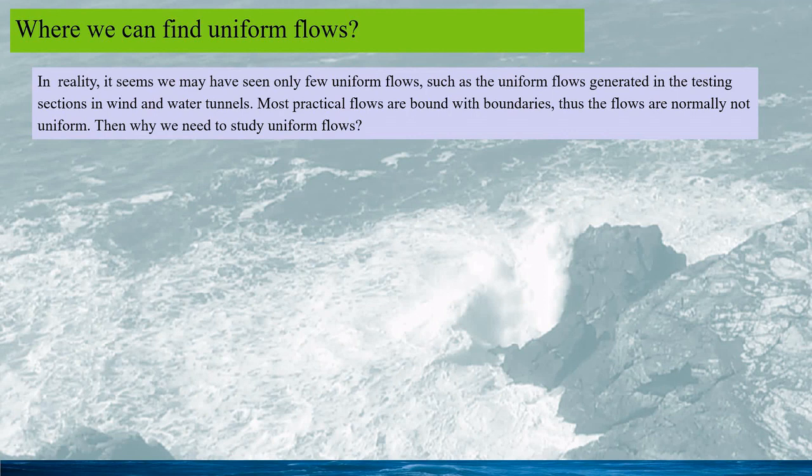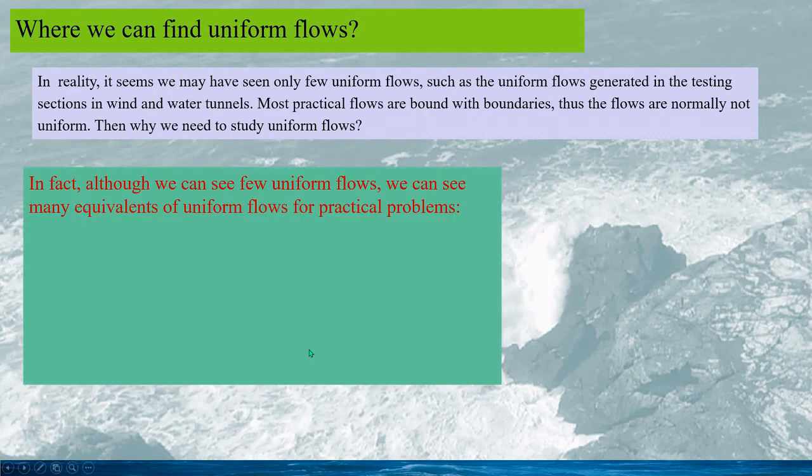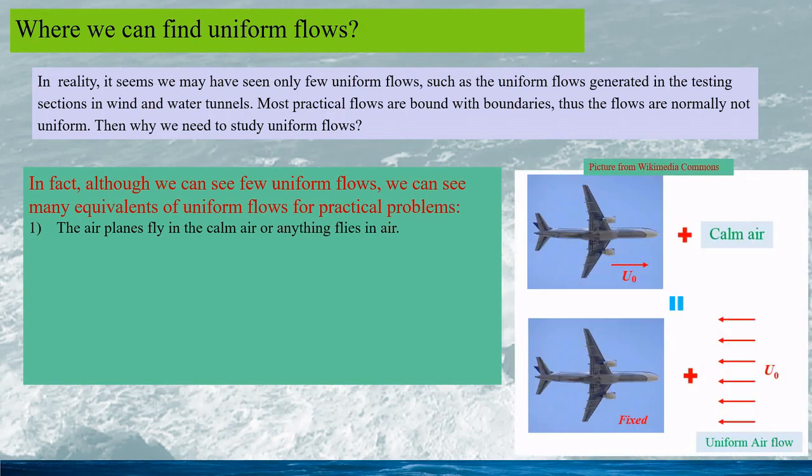But then, why do we study uniform flow, or what is the importance of such flows? In reality, we hardly see any uniform flows, but we have many equivalents of uniform flow for practical problems. For instance, an airplane flying in calm air with the velocity of u0 is equivalent to the case where the airplane is fixed and the uniform flow comes to the airplane, and the uniform flow speed is u0.